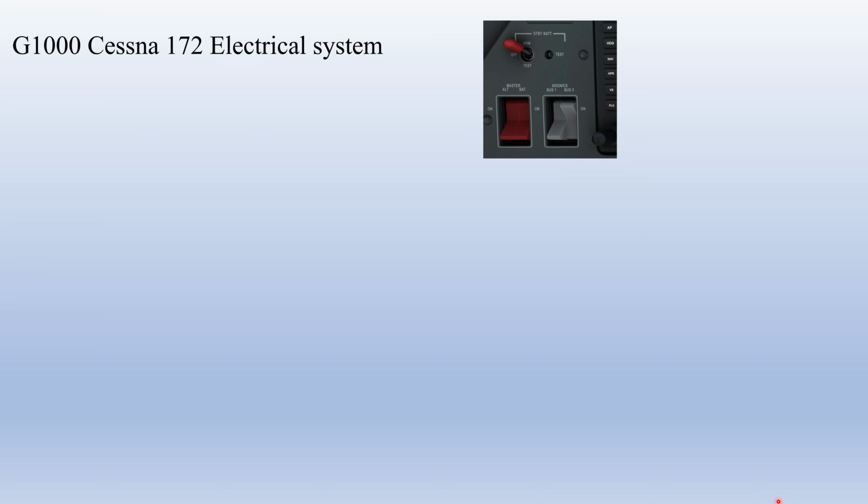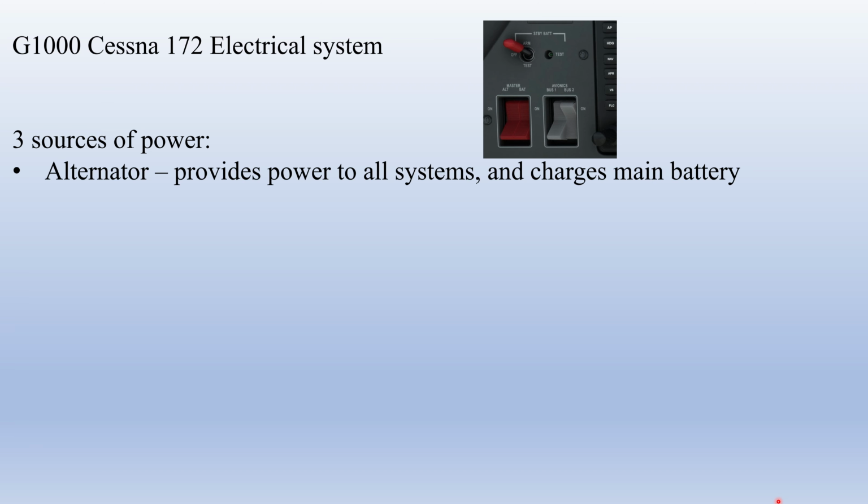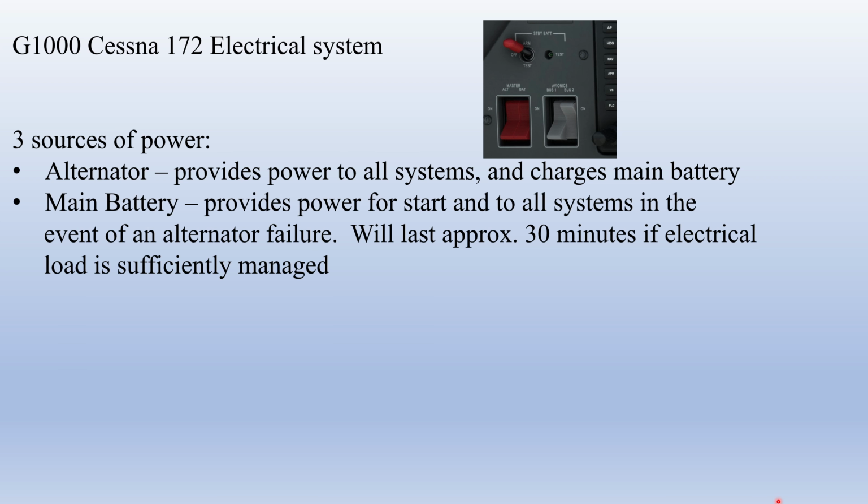Now let's talk about what an electrical failure in the G1000 equipped Cessna 172 looks like and what impact it will have on your instruments and systems. There are 3 sources of electrical power on the G1000 equipped Cessna 172. The alternator, which provides electrical power to all systems when it's on and the engine's running, and charges the main battery. The main battery, which provides power for engine start and to all systems in the event of an alternator failure or if the alternator is turned off. This battery will last about 30 minutes if electrical load is sufficiently managed. In other words, if you turn off electrical things that you don't need if the alternator is not working.